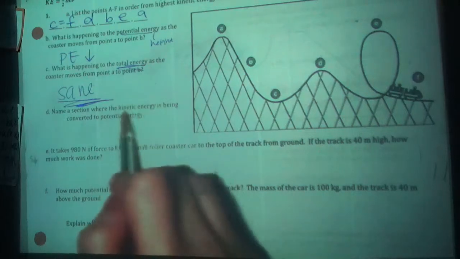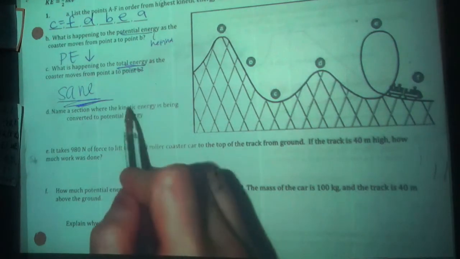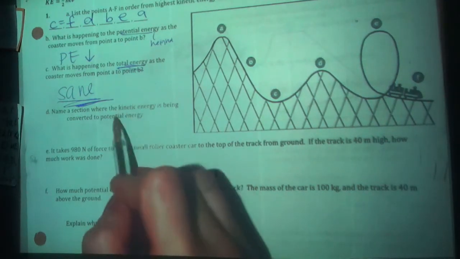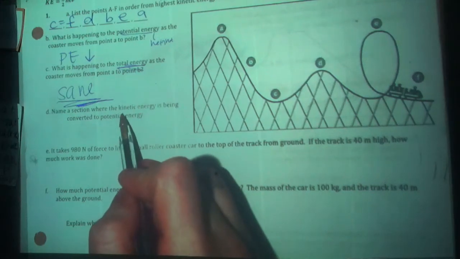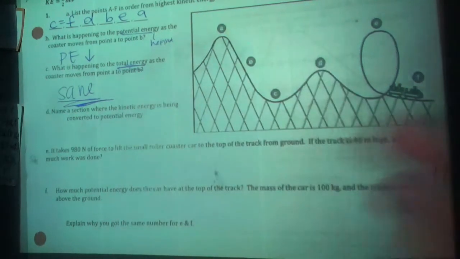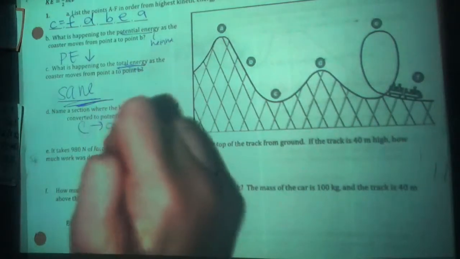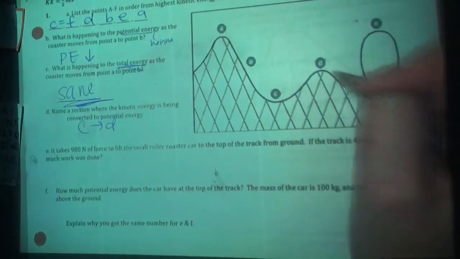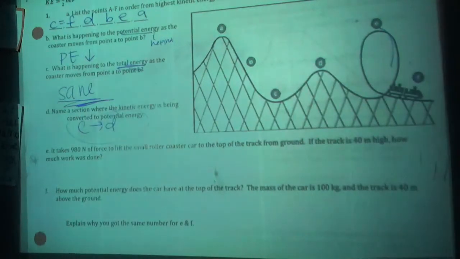A section where kinetic is going into potential, if you're converting into potential energy, that means you're gaining potential, so you're gaining height. So C to D works. You also could say from D to E, only like from here to here. So C to D is an easy answer.